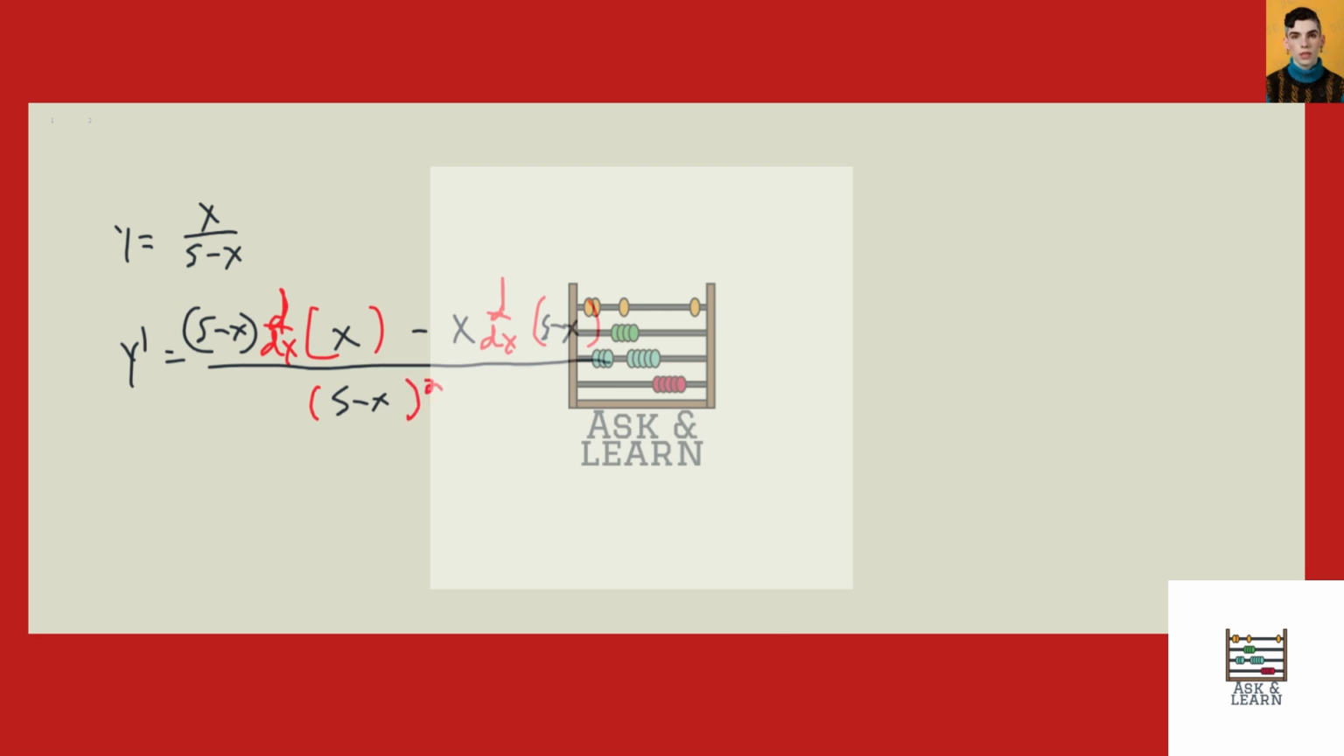Right. Now we know the derivative of x is just going to be 1. The derivative of 5 will be 0 since it's a constant. The derivative of negative x will be negative 1. So this here is negative 1. Now we'd be left with 5 minus x plus x over 5 minus x squared. Now these negatives cancel out here, and we're going to be left with 5 over 5 minus x squared.